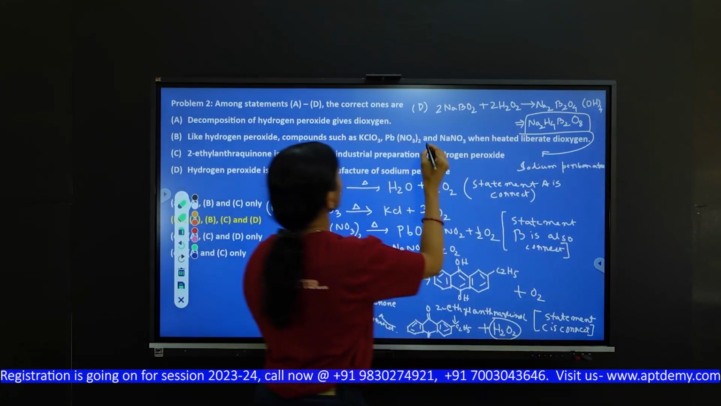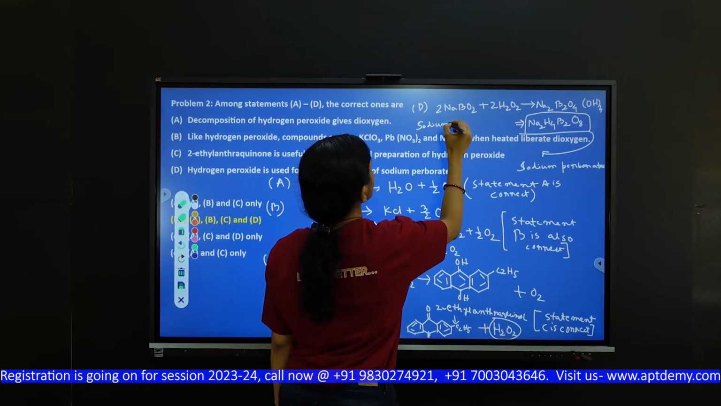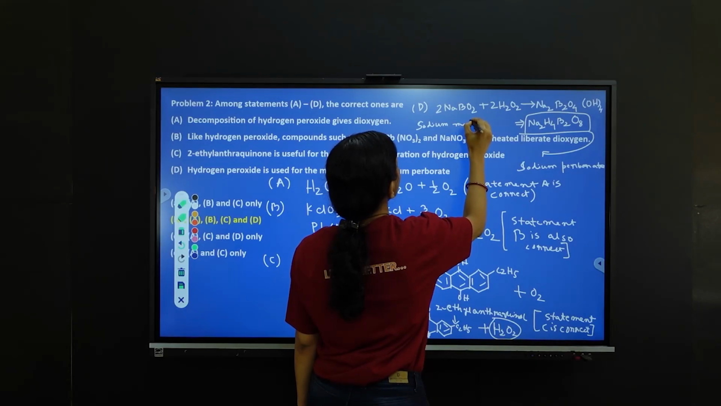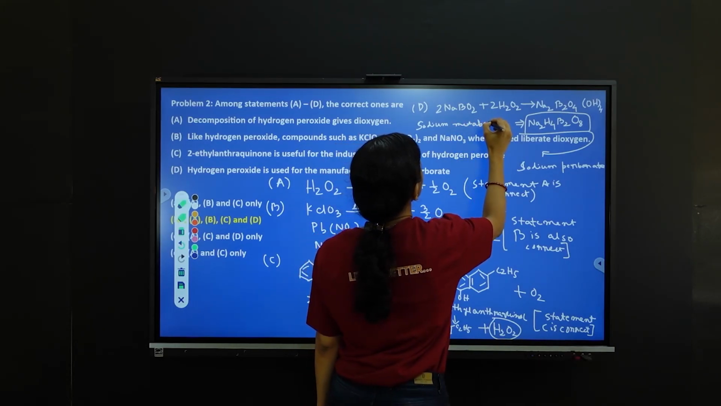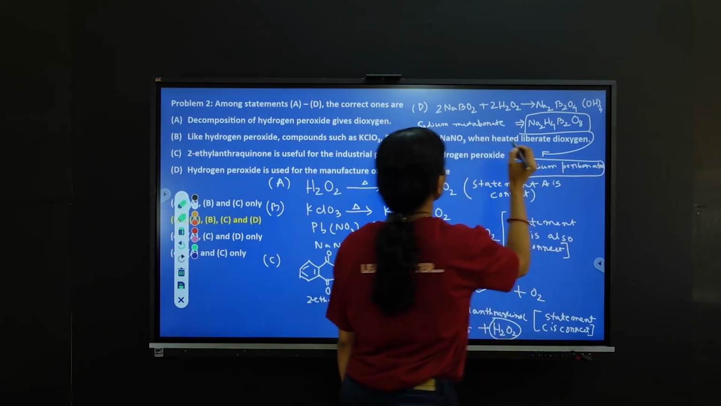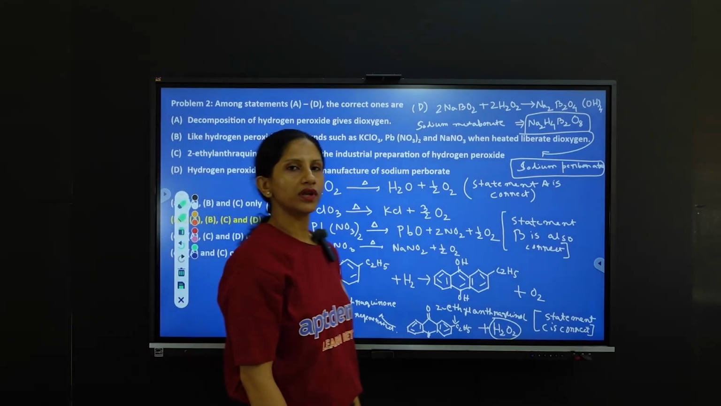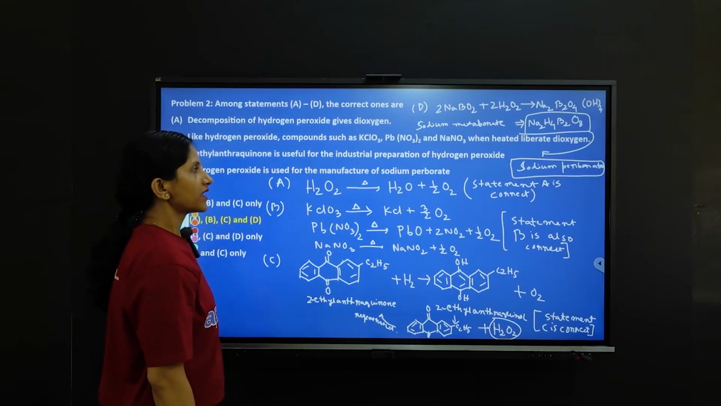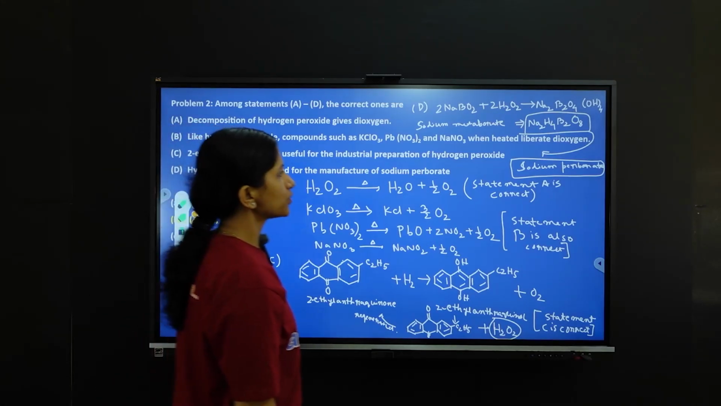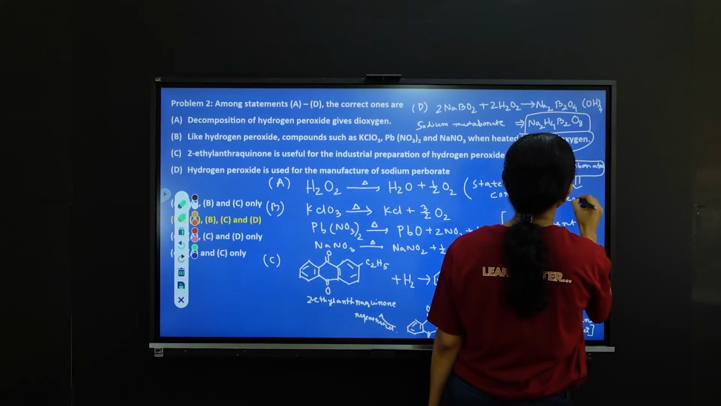So from sodium metaborate, when reacting with H2O2, it will generate sodium perborate. So if you check statement D, hydrogen peroxide is used for the manufacture of sodium perborate, we can say that statement D is also a correct statement.